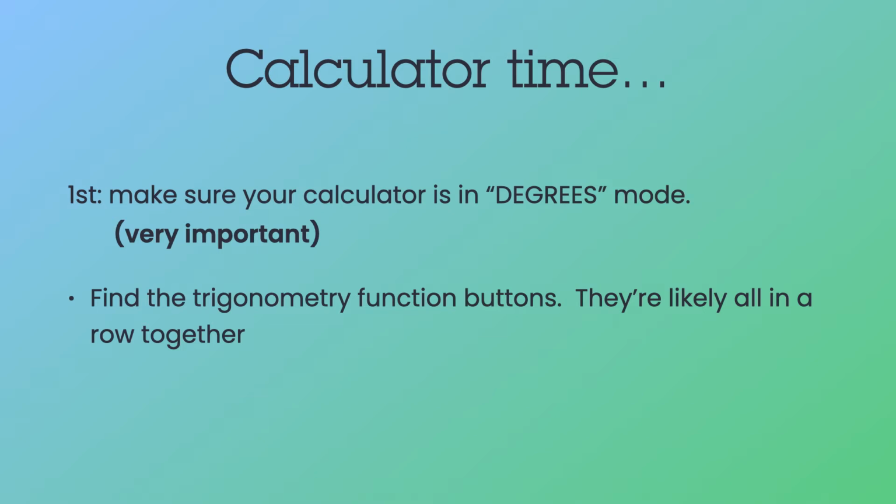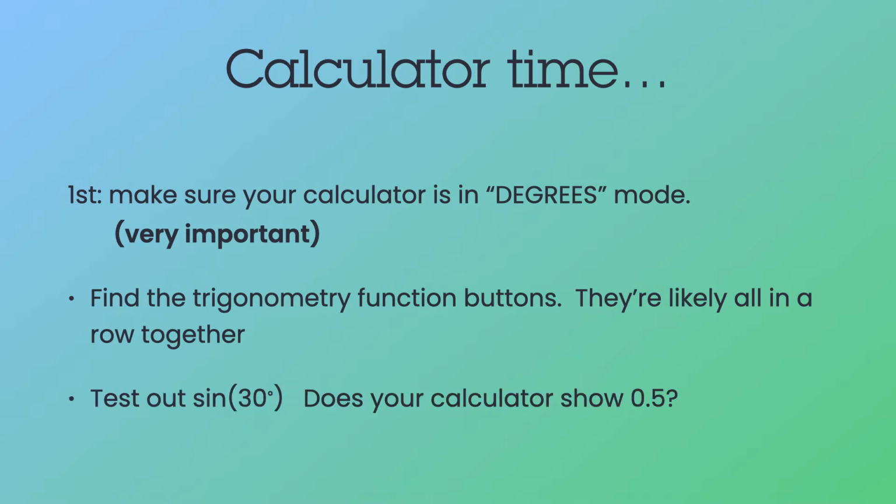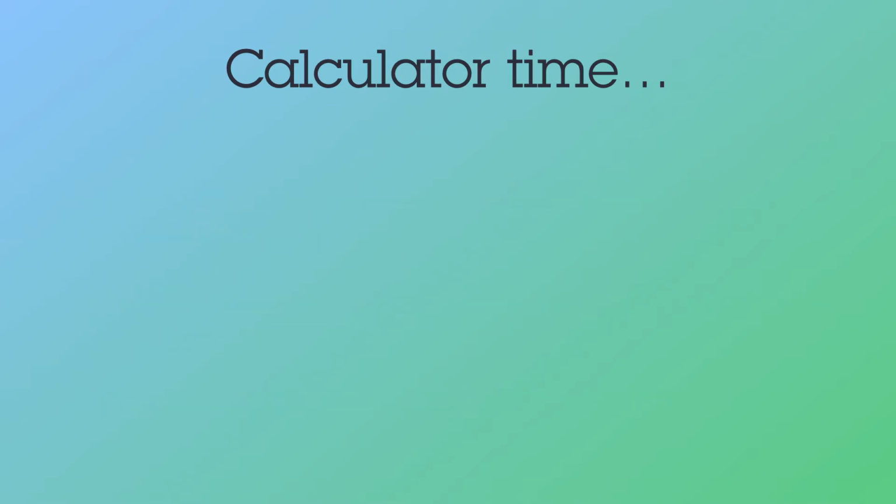Once you've established that your calculator is in degrees mode, find your trigonometry function buttons. Likely they're all in a row or column together somewhere. You're looking for sin, cos, tan, representing sine, cosine, and tangent. Now test out sine of 30 degrees on your calculator. Make sure you know how to input it so that your calculator will show you an answer of 0.5. If you have trouble getting your calculator to tell you that the sine of 30 degrees is 0.5, do a quick Google search about your calculator, ask your math teacher, whatever it is you need to do to get that figured out, because nothing else will work if you can't input things correctly to your calculator.